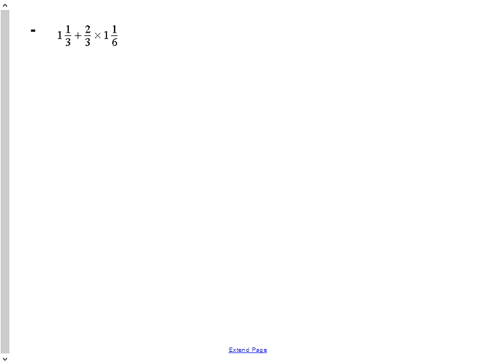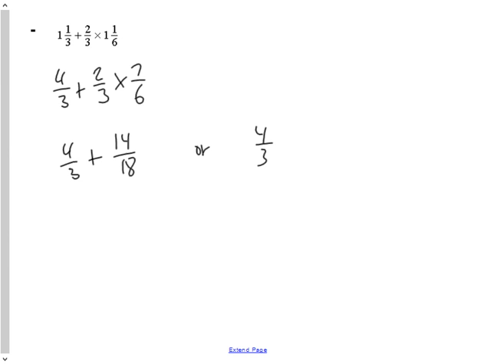Next question, same type of thing, except this time we have mixed fractions. So what I always like to do, and you don't have to do it, but I like to do it, is change everything to improper first. Makes it a lot neater and easier to work with. Now that we have that, we can do our multiplication first. So 4/3 plus, not 15, 14/18, or if you wanted to, you can go 4/3 plus 7/9, because you could reduce your 14/18 to lowest terms if you wanted to.